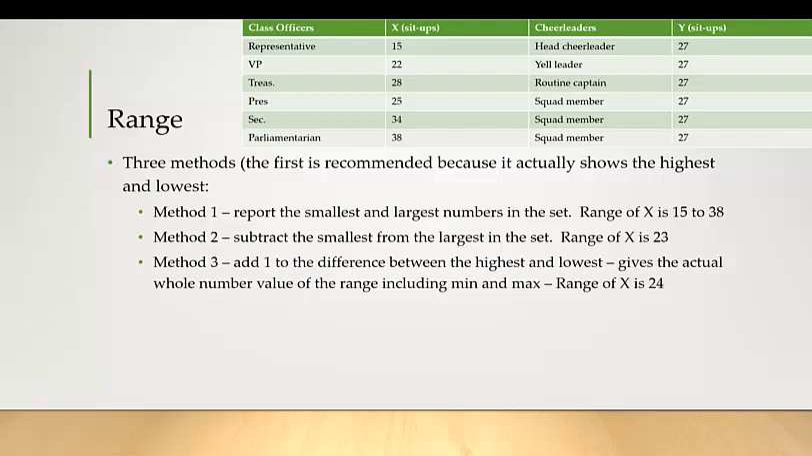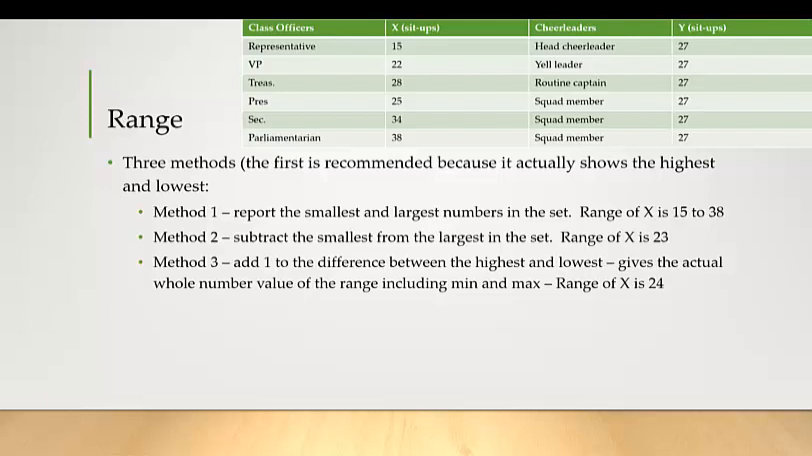And so we would come up with the range of X, our class officers, is 23, whereas the range of Y for our cheerleaders would be 0. So in and of itself, if we were to compare those two things, looking at the range by subtracting the smallest and largest, we would see that these numbers are really spread out, knowing that the mean is 27 of each. And finally, the last method here is just a technical method.